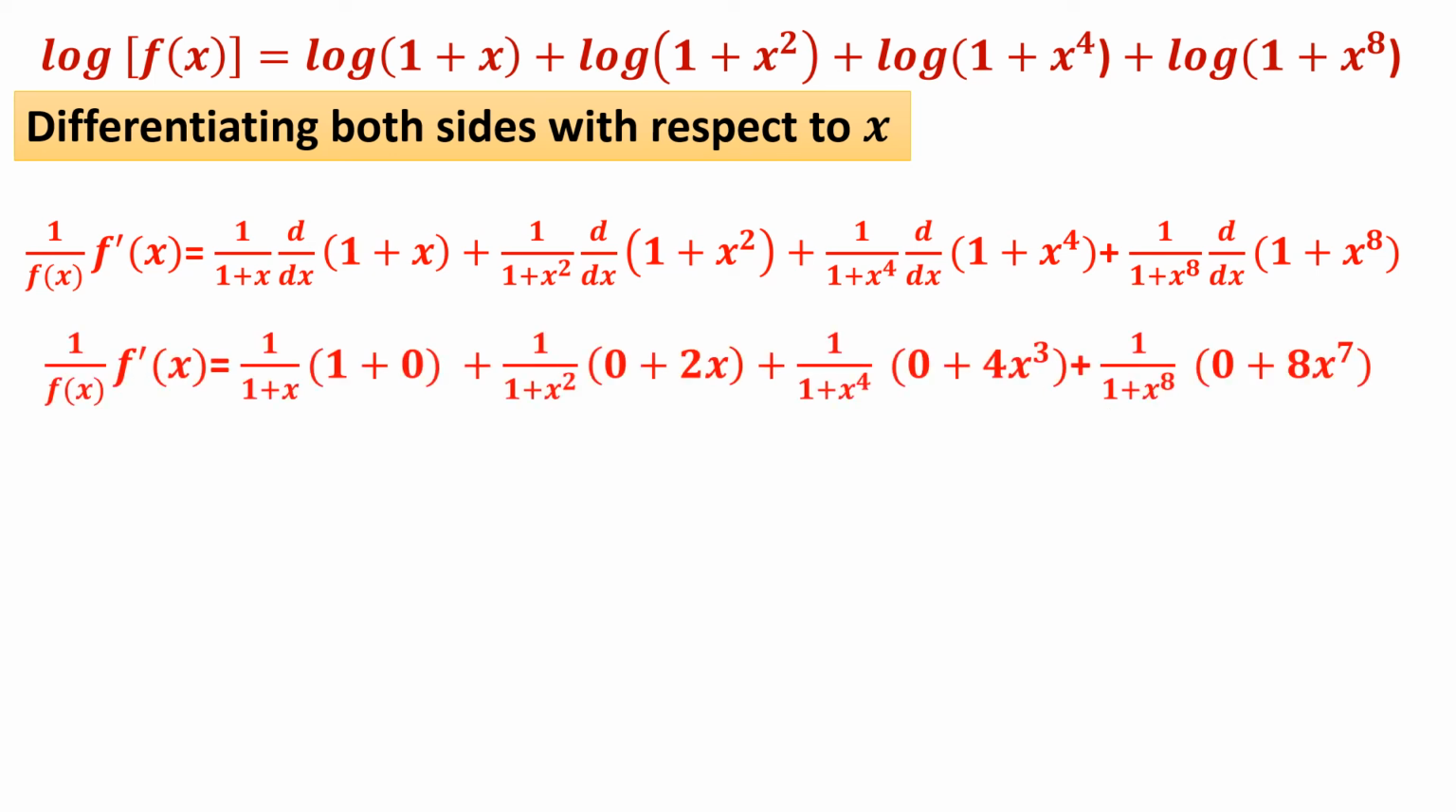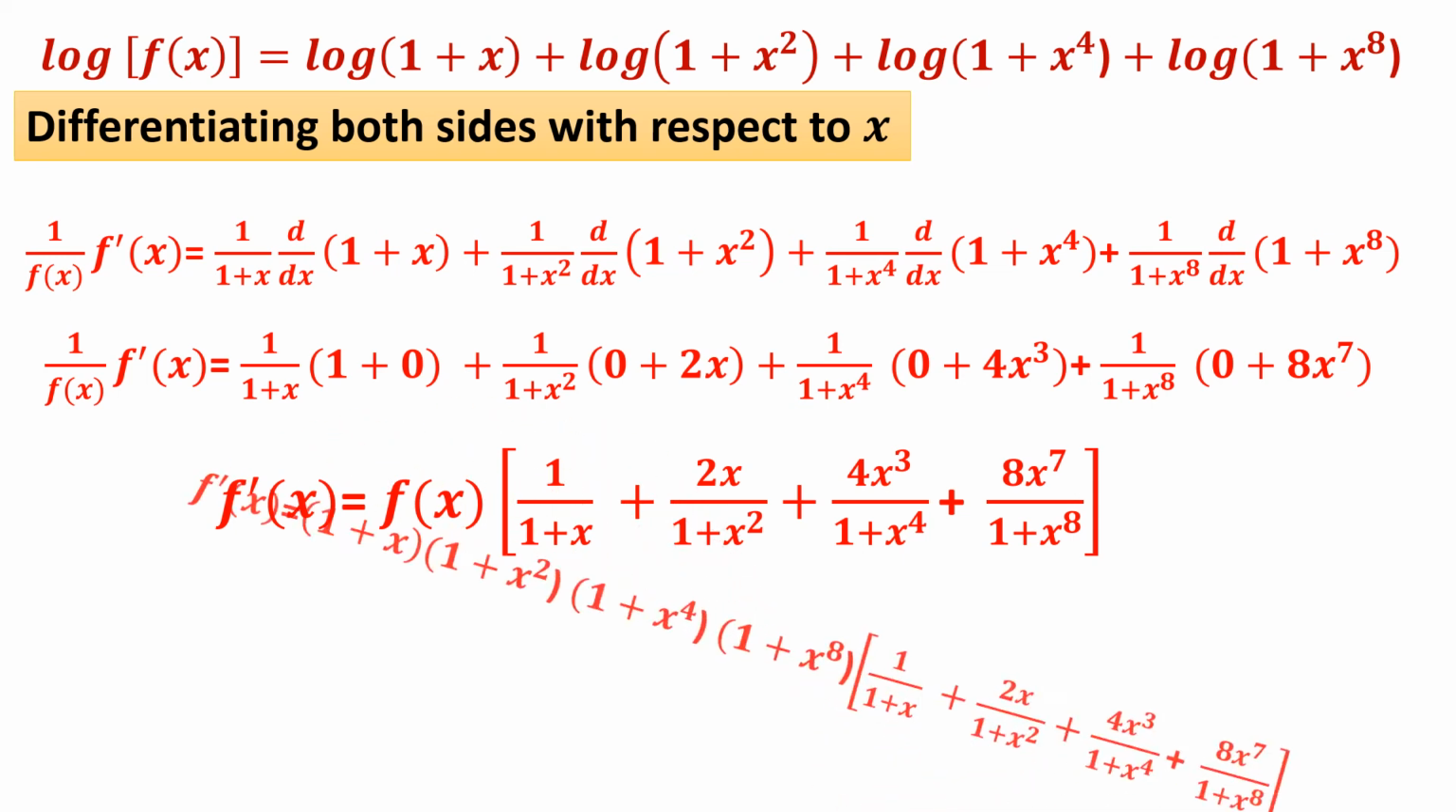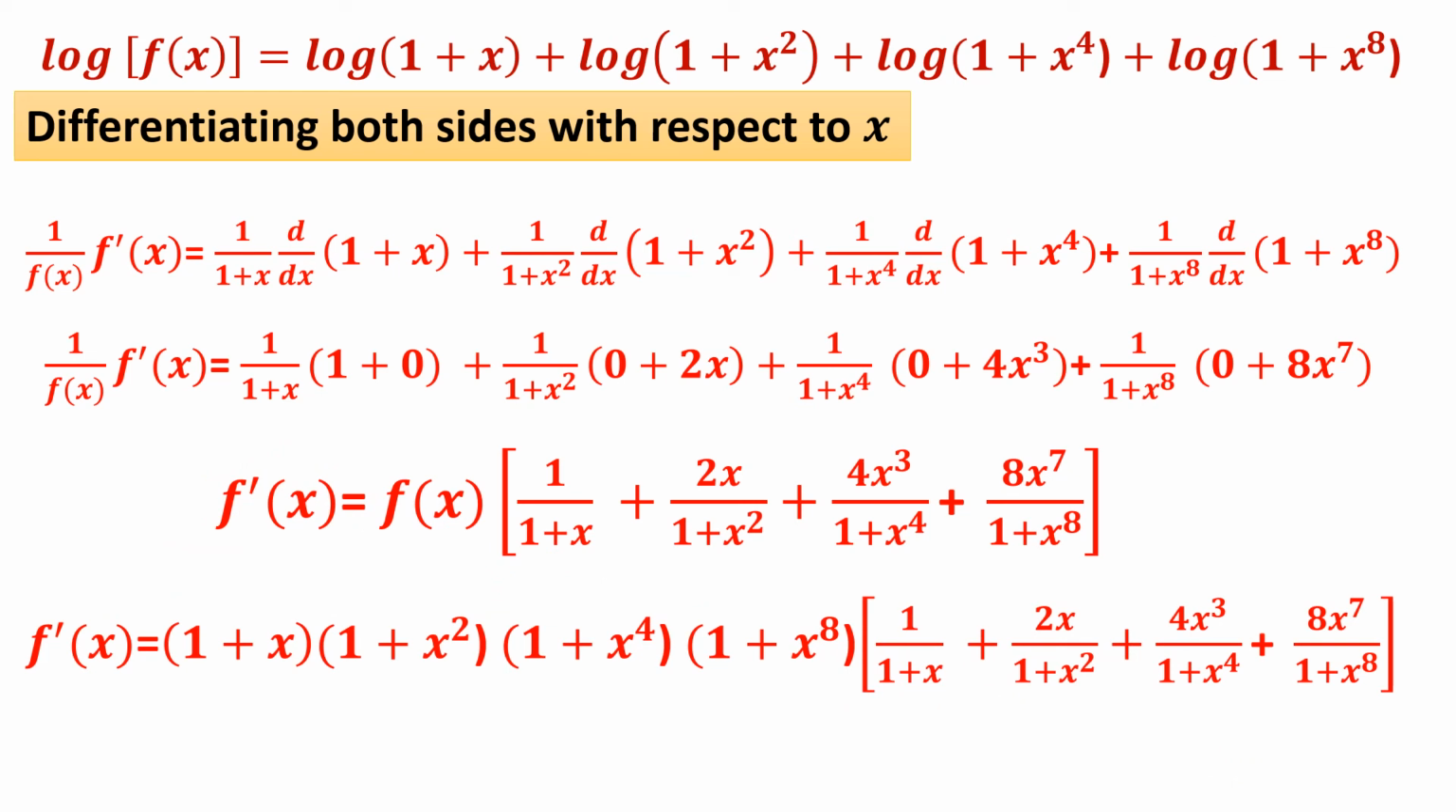Now you know the differentiation of 1 plus x is 1. Differentiation of 1 plus x square is 2x. Differentiation of 1 plus x power 4 is 4x cube. Differentiation of 1 plus x power 8 is 8x power 7. Or you will get it like this. If you multiply f of x to the right hand side, we get f dash of x. Now we got f dash of x, and we can replace f of x on the right hand side.